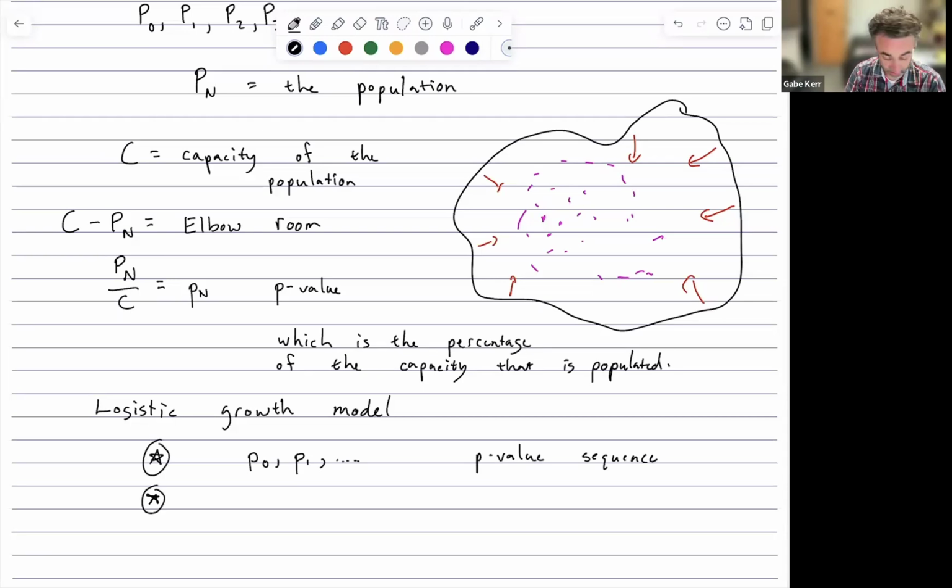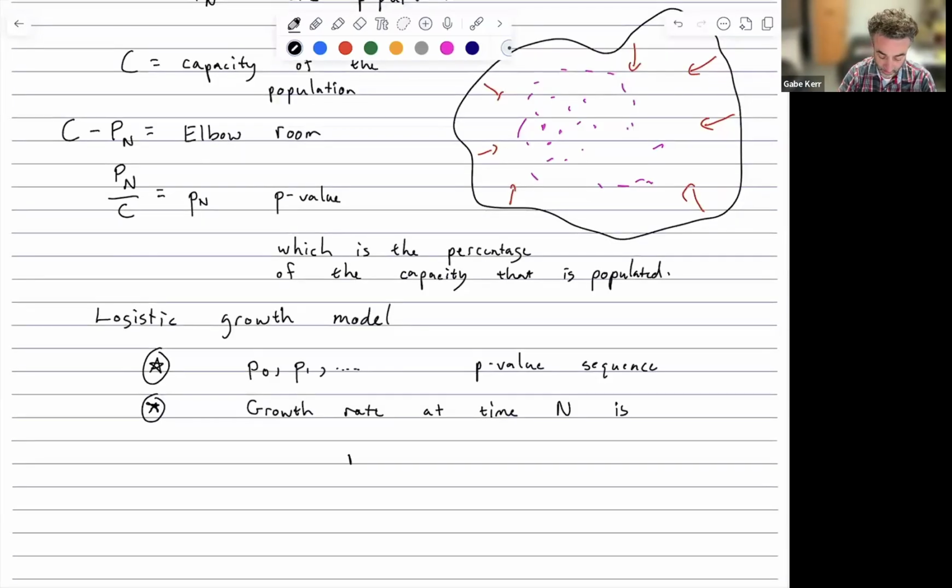The next thing that we want to consider is how the growth rate is affected by our p-value. So the growth rate at time n is a fixed rate r times your elbow room, which you can think of as 1 minus p sub n. Where r is a fixed rate.